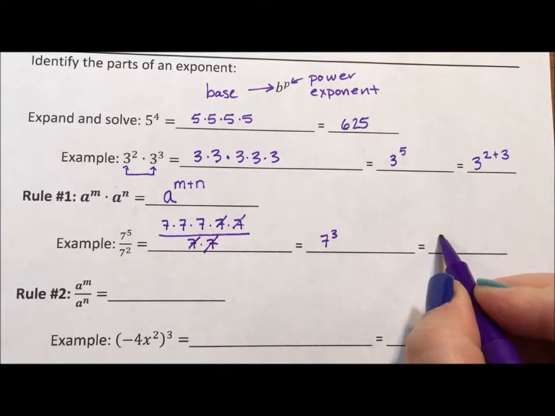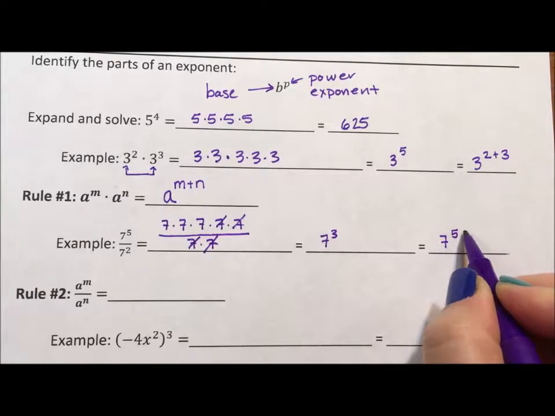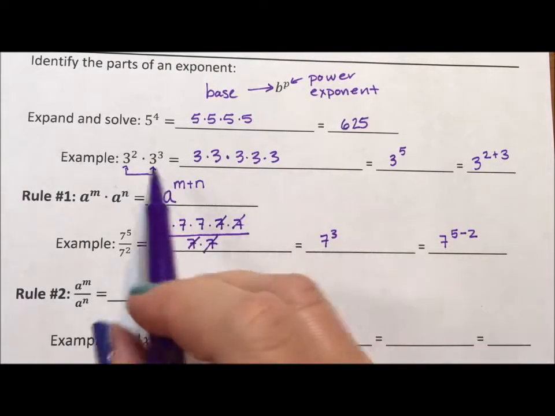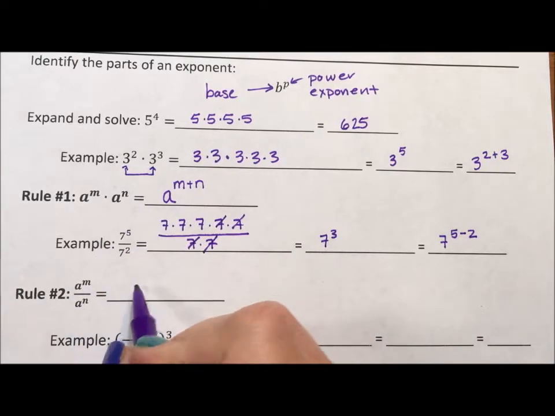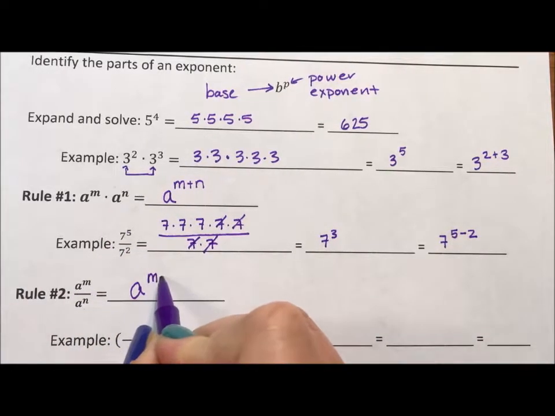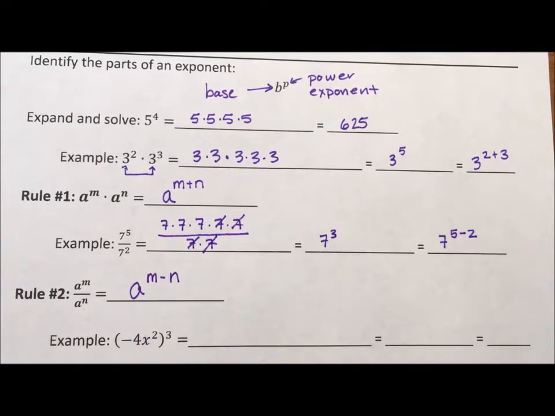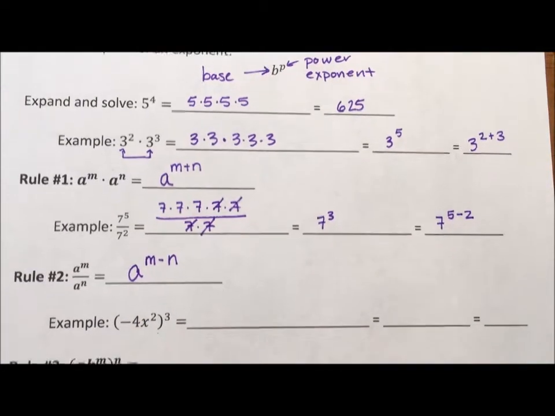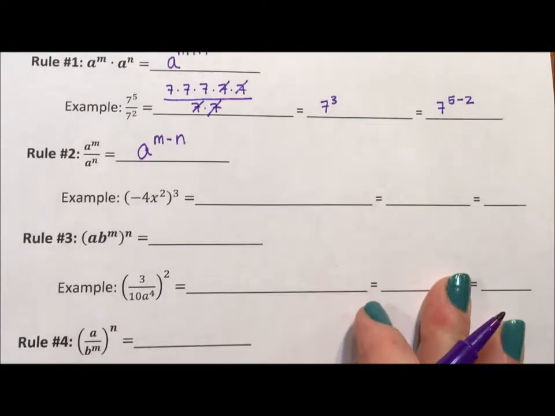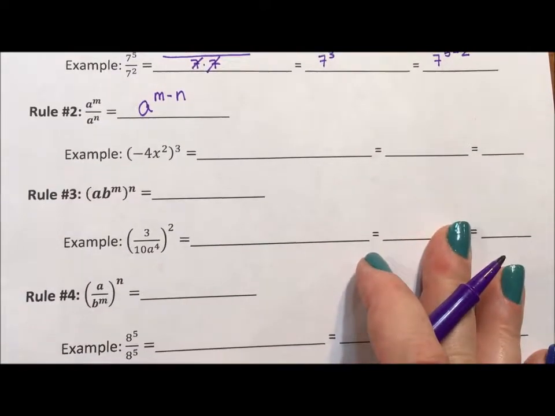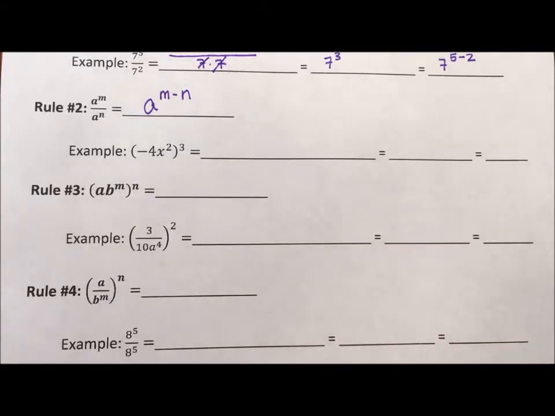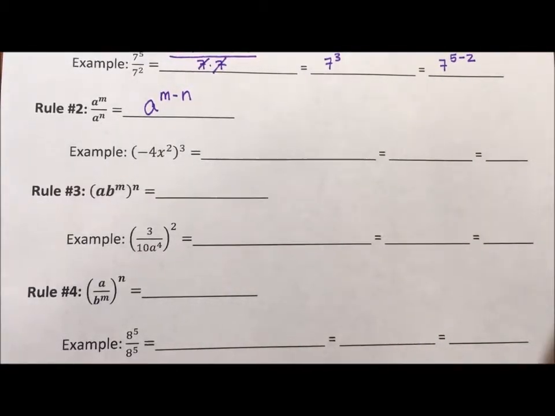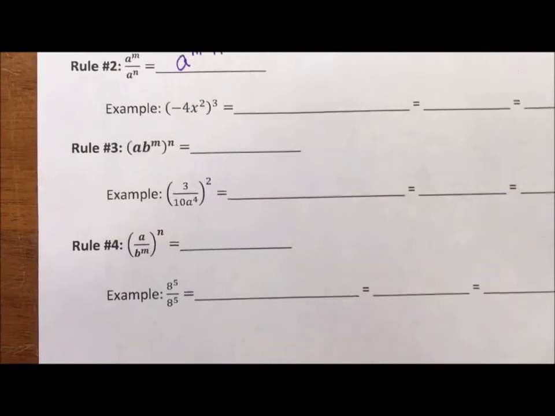Well, that's because it's 7 to the 5 minus 2. When you multiply bases, you add the exponents. When you divide same bases, you subtract the exponents. Okay, next rule. And I have these numbered rule 1, 2, 3. That's not intrinsically 1, 2, 3. It's based on my own numbering because I just want you to be able to keep it clear what I'm doing.